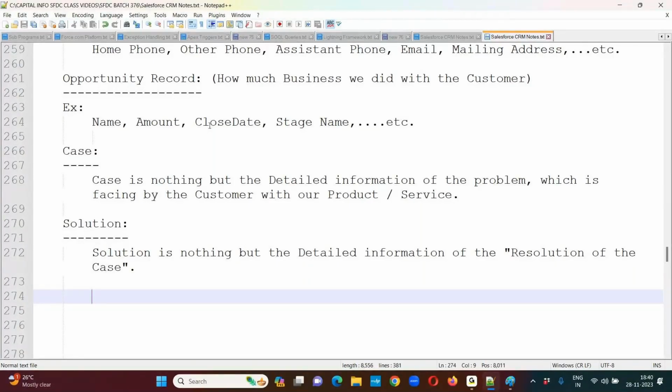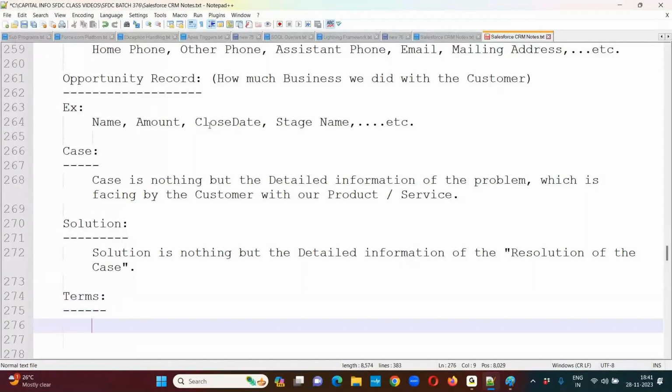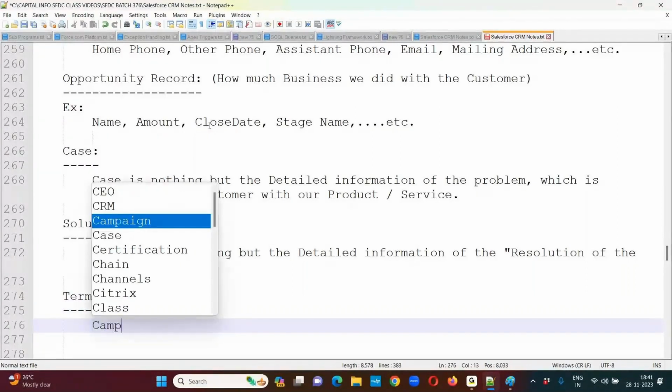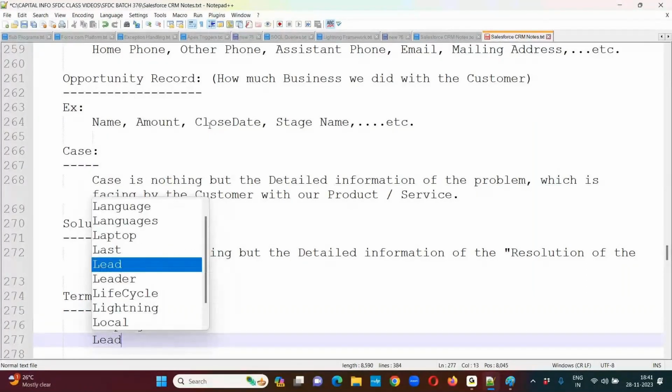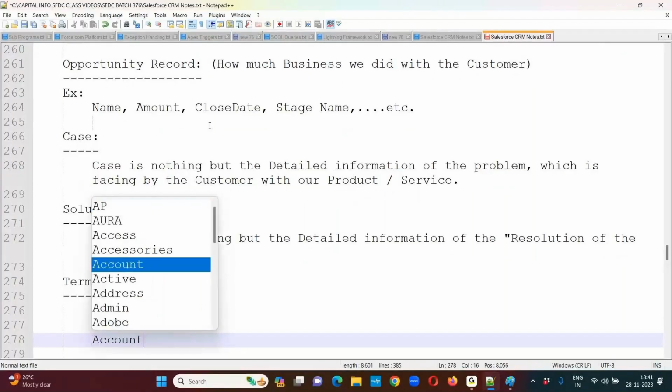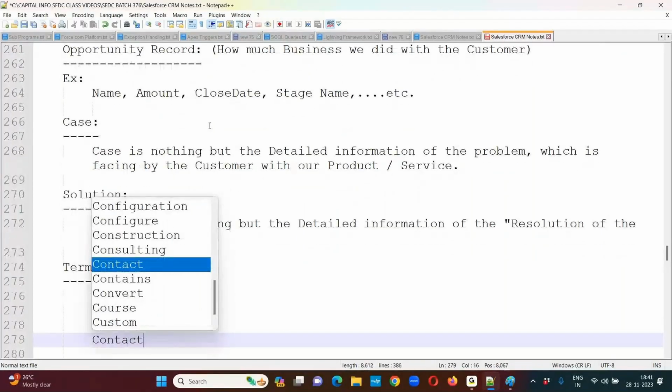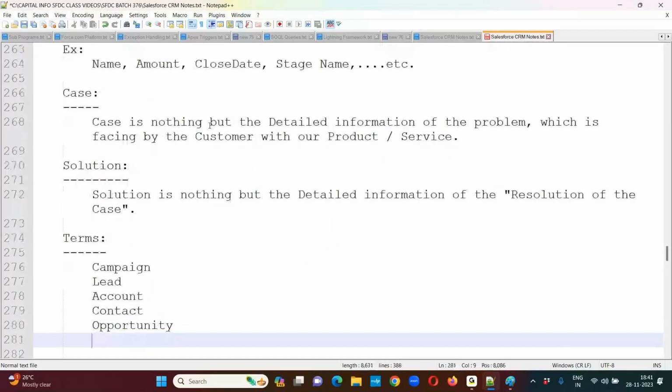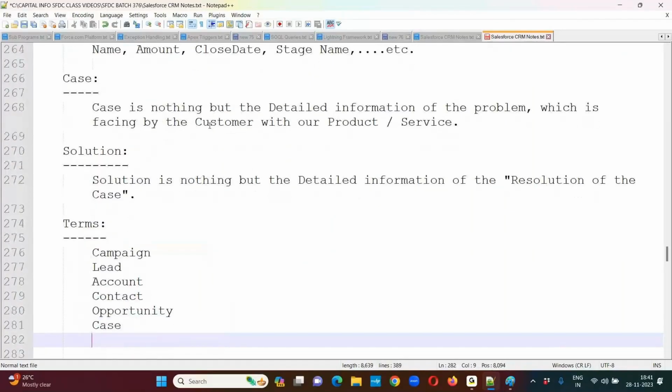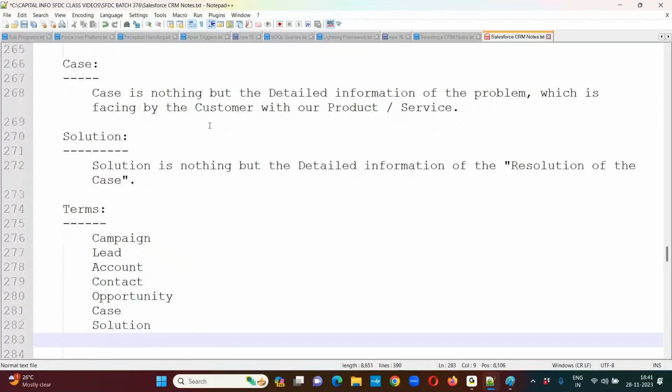Clear? Now here these are few terminology. Till now we have discussed few terms. What are all the terms that we have discussed? Campaign. We have discussed about lead, account, contact, opportunity, case, solution. Like the similar way we have, okay, product.